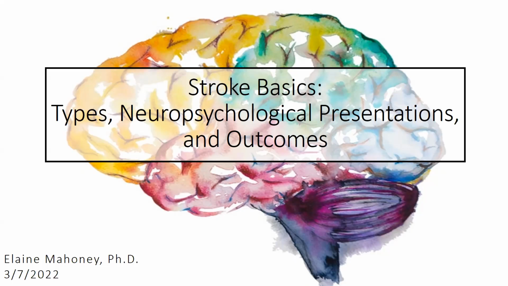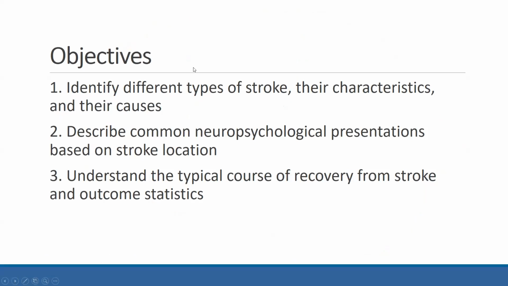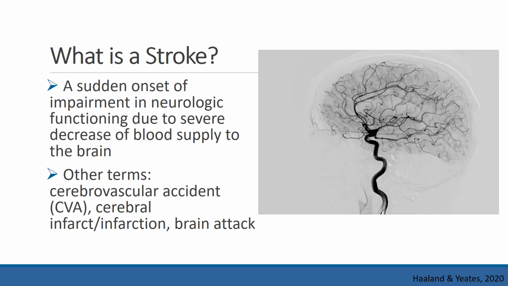So today we're going to take it back to basics and talk about different types of strokes, the kinds of neuropsych presentations you would see with different strokes. And then we'll spend a little bit of time talking about what recovery looks like and what outcomes are after stroke. Okay, so my objectives today, just what I talked about, we're going to talk about types of strokes, neuropsych presentations, and outcomes.